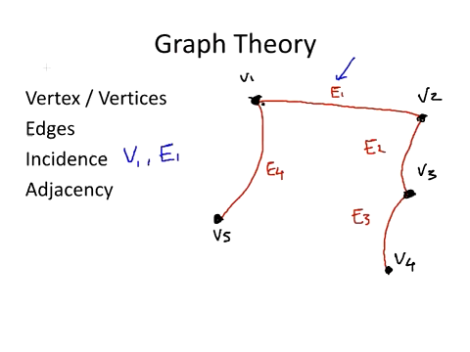Adjacency describes two vertices that are connected by an edge. So we actually have quite a few examples here of adjacency. V1 and V5 are adjacent, V1 and V2 are adjacent, V2 and V3 are adjacent, V3 and V4 are adjacent.